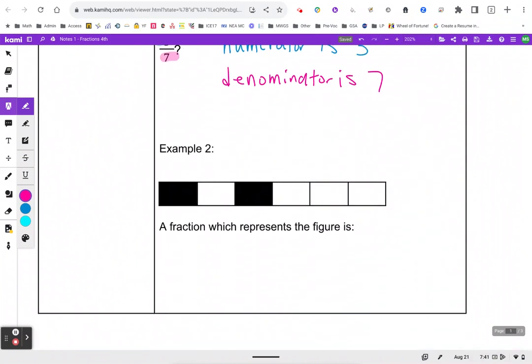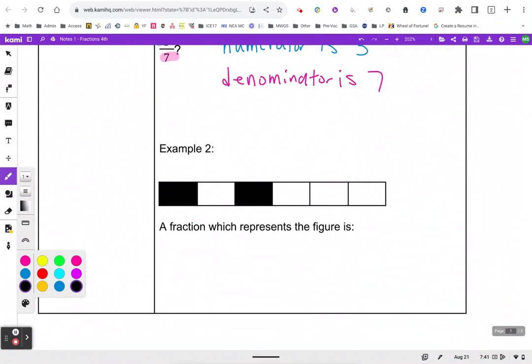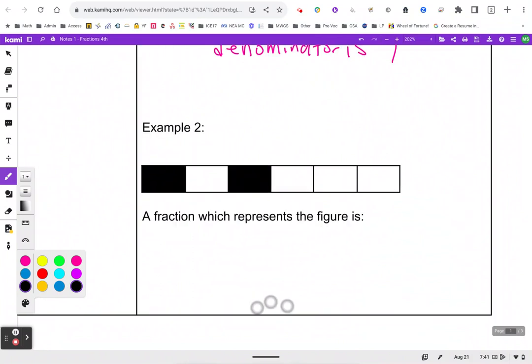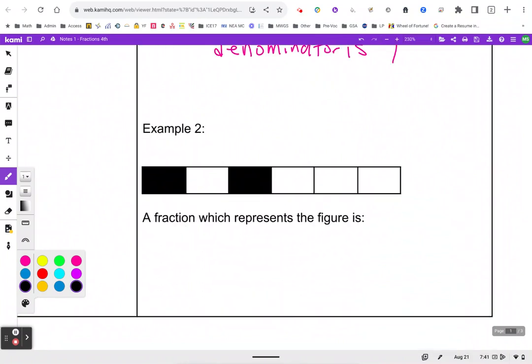Anytime you need to pause this to go back and write down the information I'm sharing, go right ahead. So this next question is asking what the fraction represented by the figure is. If we look, we have 2 filled in spaces. So that's going to be a 2 over, and then I need to find the total. I have 1, 2, 3, 4, 5, 6 total. So that means the denominator, which is all of the parts, is 6.